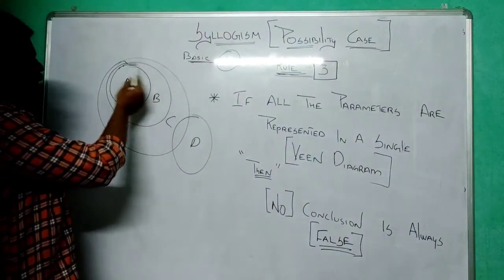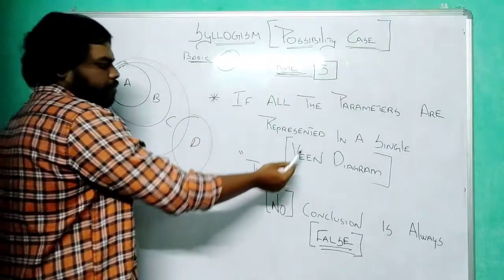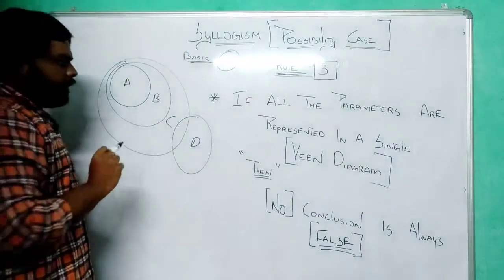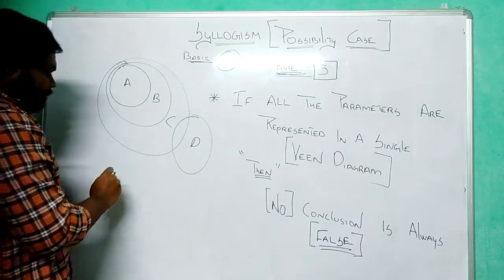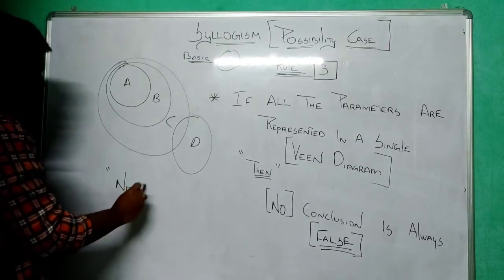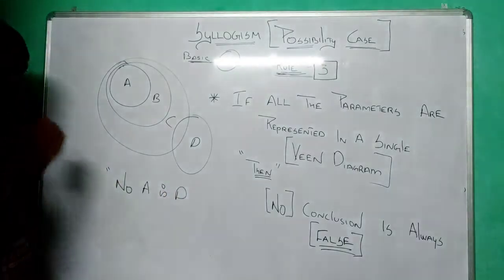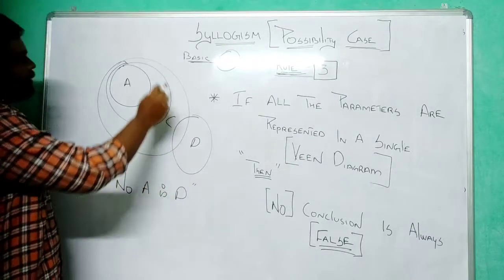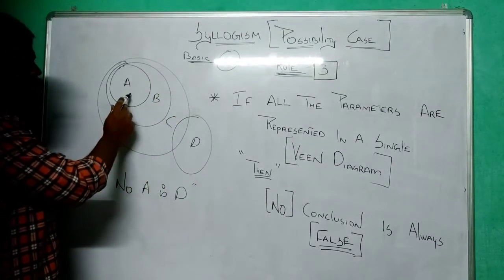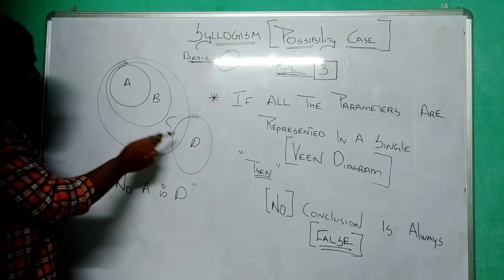For example, if all the parameters are represented in a single Venn diagram, then a no conclusion is always false, right? For example, if I say no A is D, for this conclusion, this is a completely positive Venn diagram, right? There is no negative relationship between A and D or for any of them, right? There is no negative relationship.